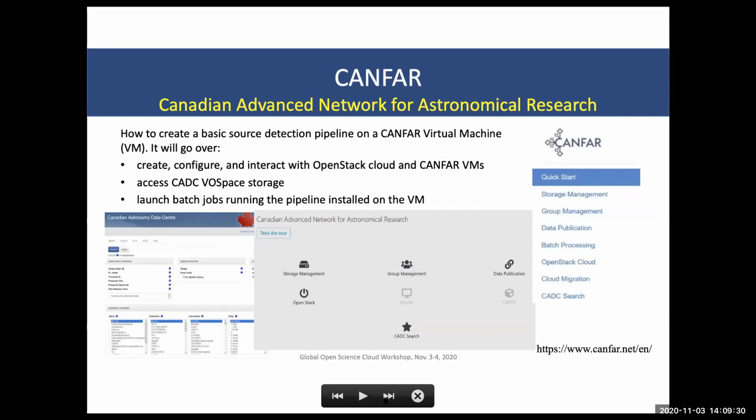Another is CANFAR. CANFAR means Canadian Advanced Network for Astronomical Research. This science platform provides users storage, user management, data publication and data access, batch processing, OpenStack-based cloud services, cloud migration, and the Canadian Astronomy Data Centre data search services. The interface is very simple, but the backend system is powerful for users.